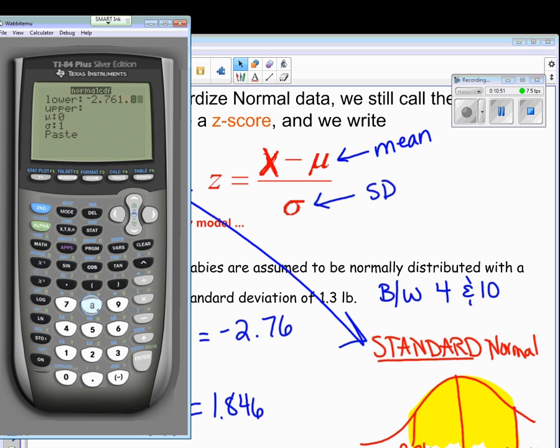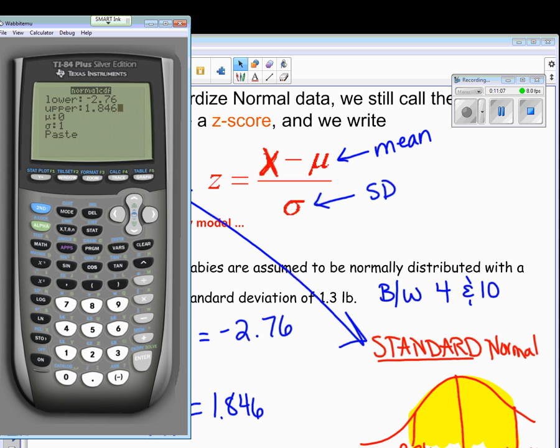1.846. Oh gosh, try again. Okay, negative, really, Ms. Meckert? Negative 2.76. This calculator doesn't like me. All right, and then the upper is 1.846.